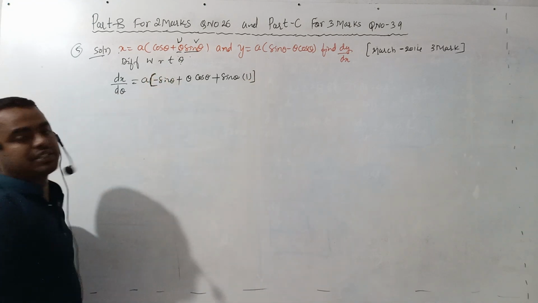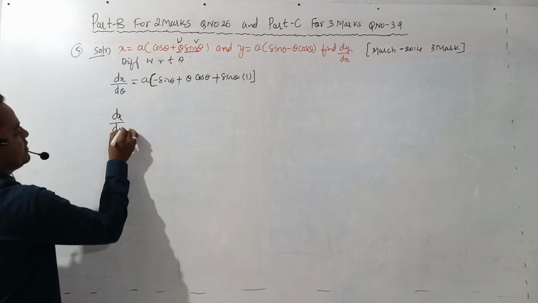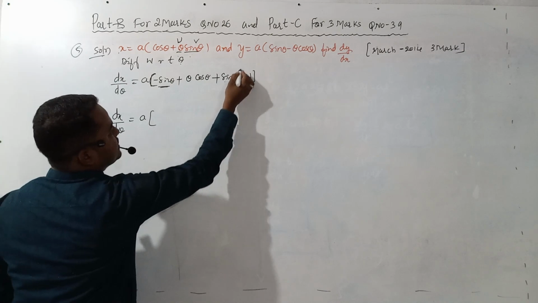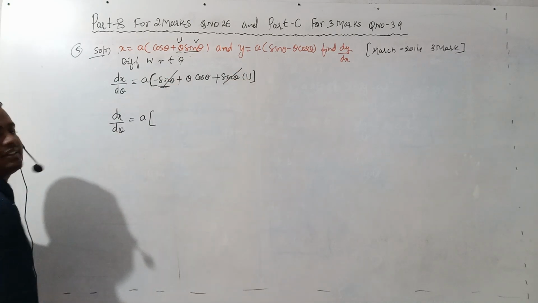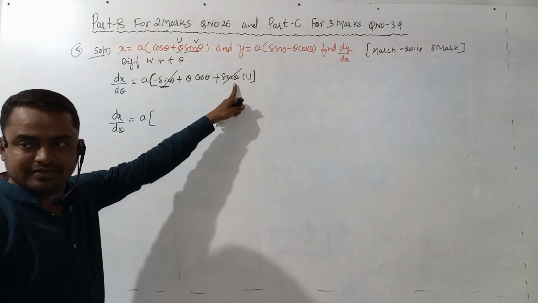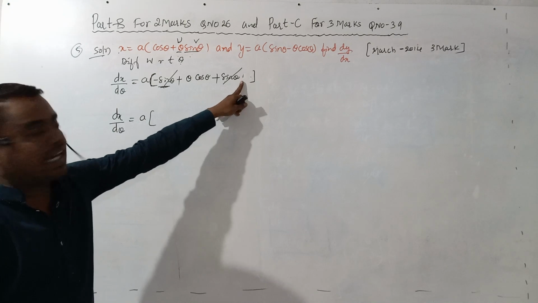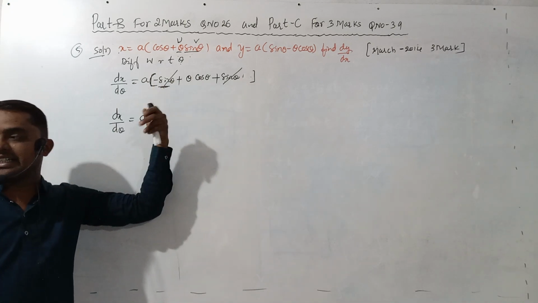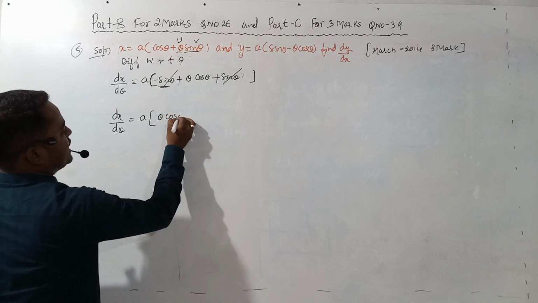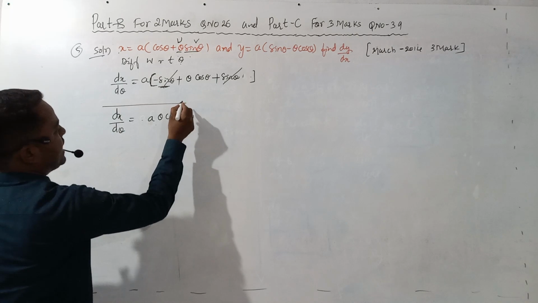Now the rest of the thing is simplification. See here, dx by d theta is a as it is, this minus sin theta. 1 into sin theta is sin theta. Minus sin plus sin get cancelled. Now theta cos theta remains. So dx by d theta is a theta cos theta.